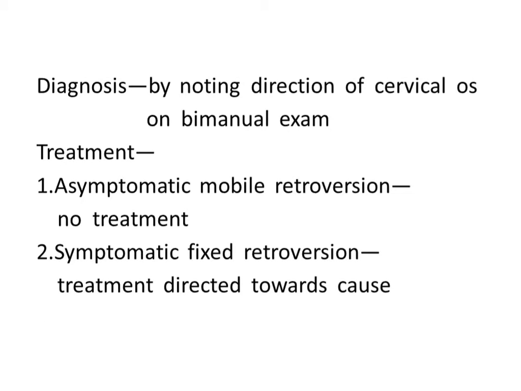So how do you diagnose this condition? How do you diagnose retroversion? You diagnose by noting the direction of the cervical os on a speculum examination. You can actually see the cervix where it is directed, and you can confirm it by your bimanual examination. The os is directed anteriorly, the cervix is directed anteriorly, and the uterus has become posterior.